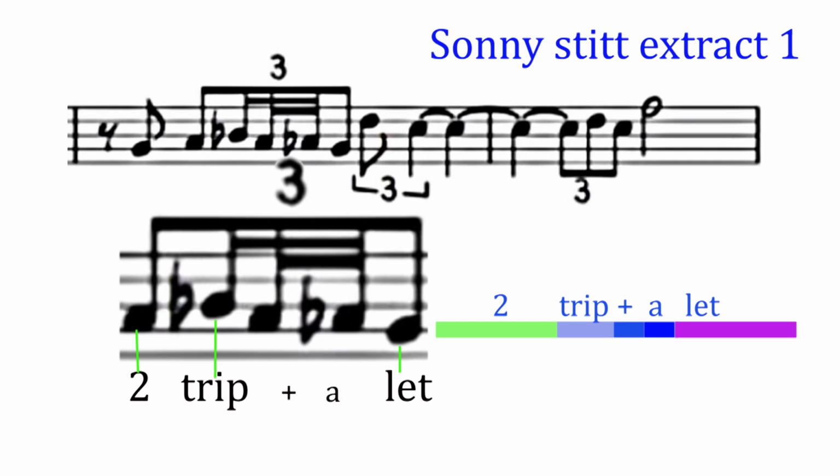trip, and a let. You might want to click your fingers twice for each note of the basic triplet, which will help with the timing of the subdivisions. 2, trip, and a let. Once you get a feel for the rhythm, then you will not need to count them.